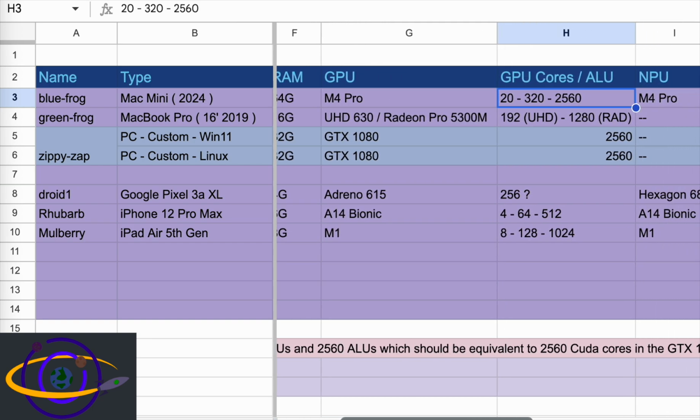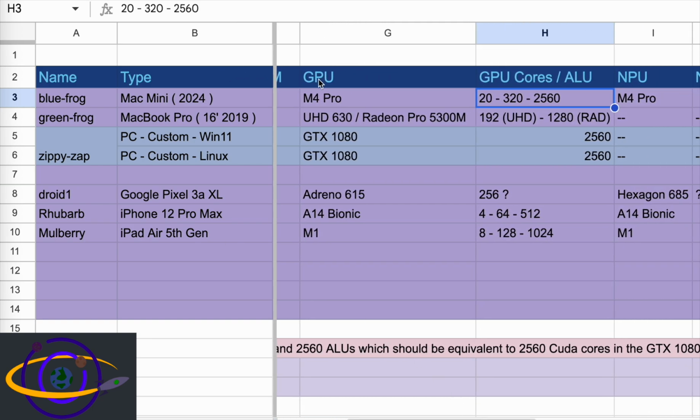So anyways, let's talk about the GPUs on these. The GPU on the Mac Mini is the M4 Pro. It's built into the system on a chip here.